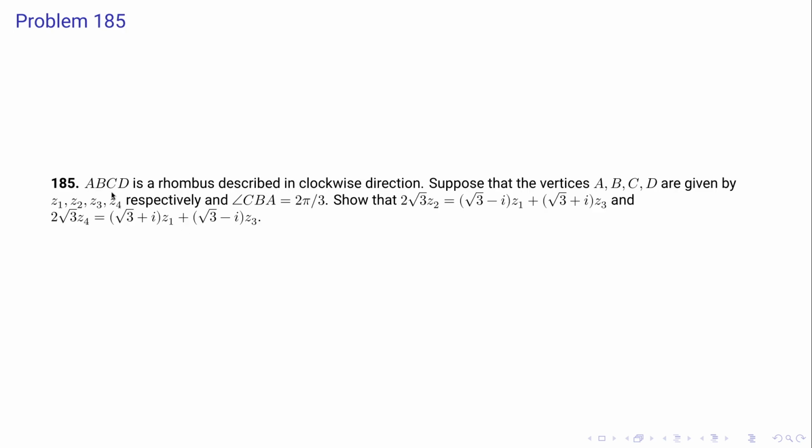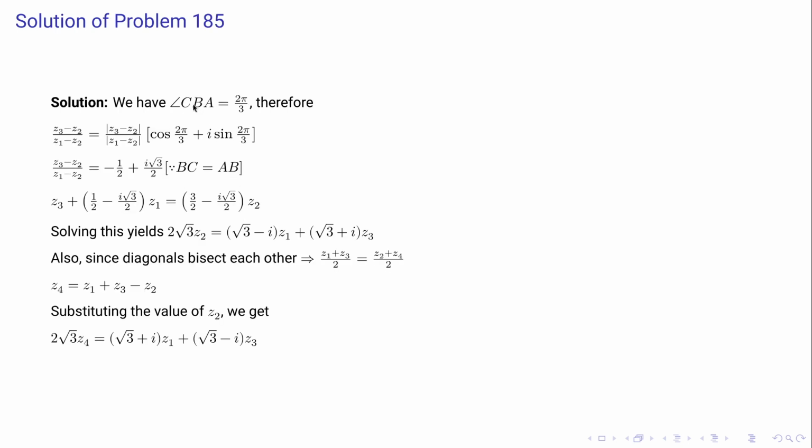Problem 185 says that ABCD is a rhombus described in clockwise direction. So clockwise is like A, B, C, D. Suppose that vertices ABCD are given by Z1 through Z4 respectively, and angle CBA is equal to 2 pi by 3. Show that 2 root 3 Z2 is equal to (root 3 minus i) Z1 plus (root 3 plus i) Z3, and 2 root 3 Z4 is equal to (root 3 plus i) Z1 plus (root 3 minus i) Z3. So we have the angle CBA equal to 2 pi by 3. So A, B and C.